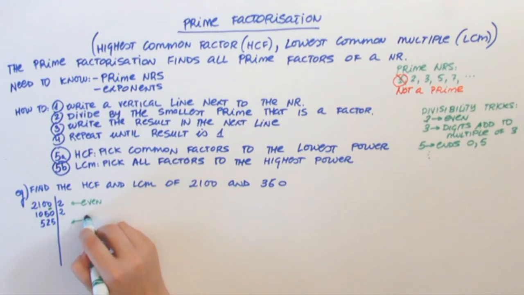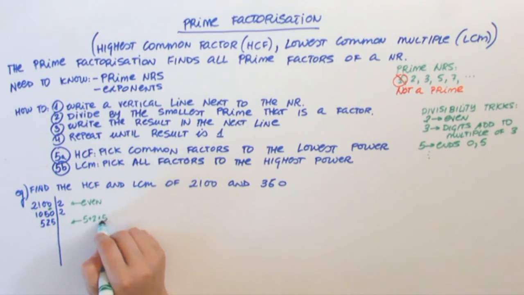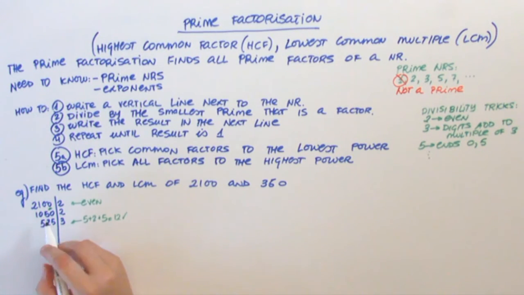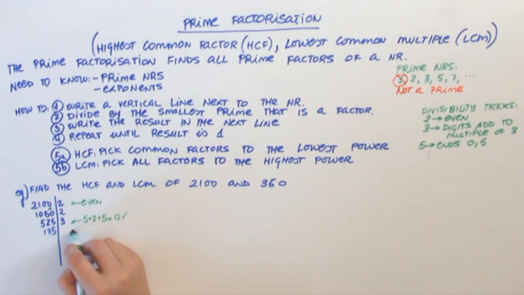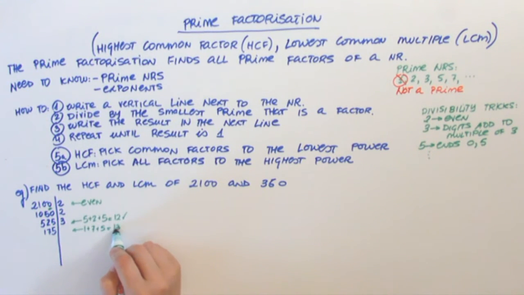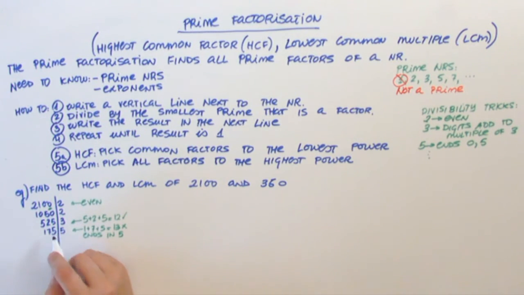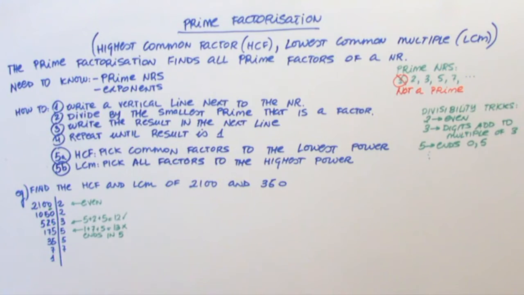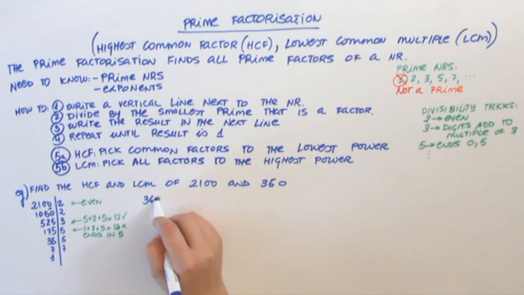Well, that's not even, so I'm going to check for 3. 5 plus 2 plus 5 gives me 12, which is divisible by 3. So I can divide by 3, that would give me 175. I can check again, and if you do 1 plus 7 plus 5, that gives you 13, so it won't be divisible by 3, but it ends in a 5. It will be divisible by 5. 175 divided by 5 gives me 35, which is divisible by 5, gives me 7. And 7 is a prime, divided by 7 gives me 1. Once I get to 1, I'm done.